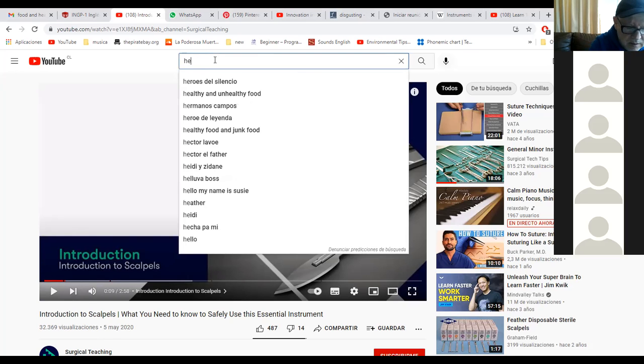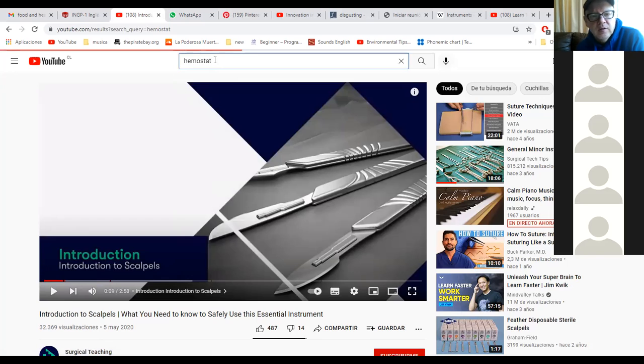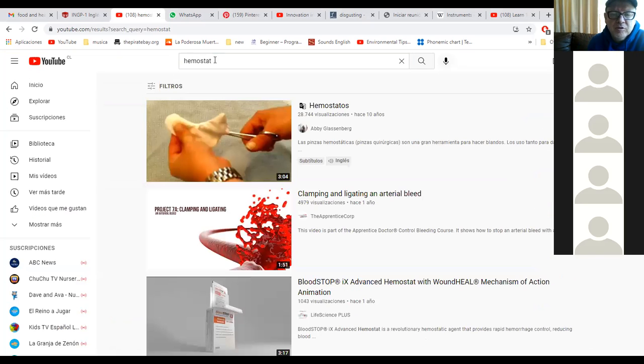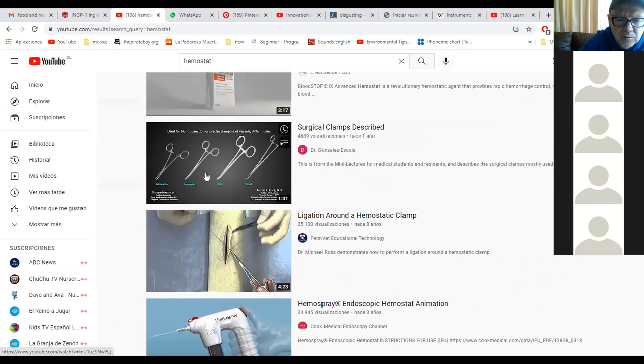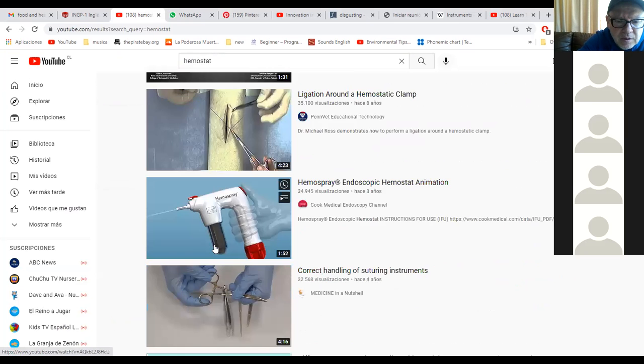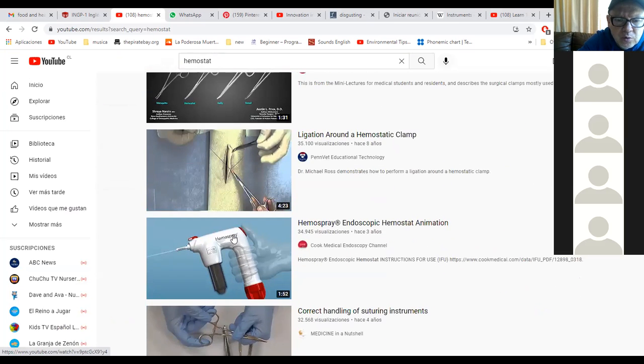Hemostat. And hemostatos en inglés, perdón, en castellano. Y estos son los hemostats, unas tijeritas, unas pinzas. Surgical hemostats or clamps. And they are used to operate like this.